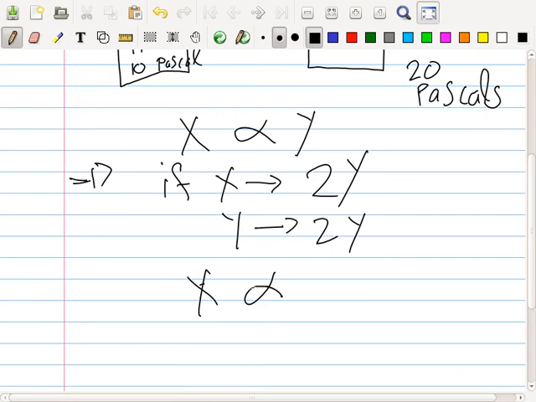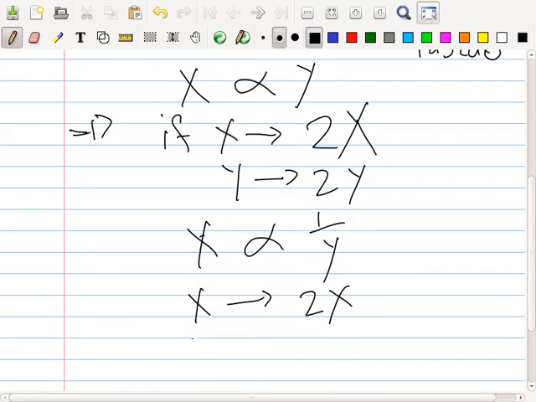And if I wrote this, it means that if X is doubled, then Y will be halved. Constant temperature, yes. We have to memorize the definition of Boyle's law. Oh, definitely.